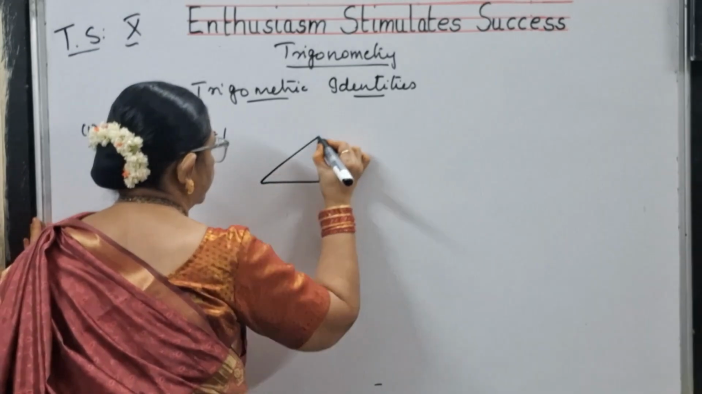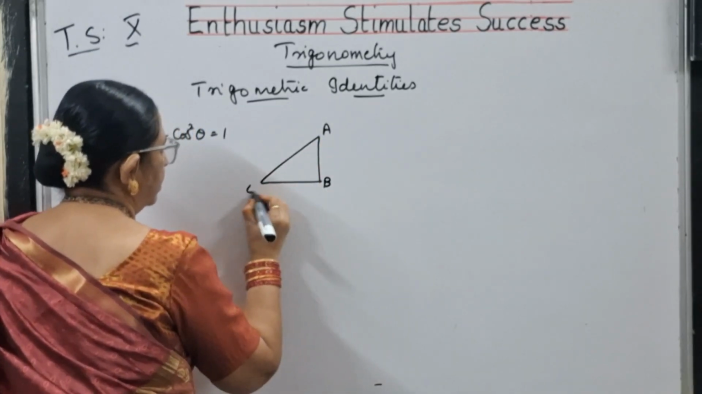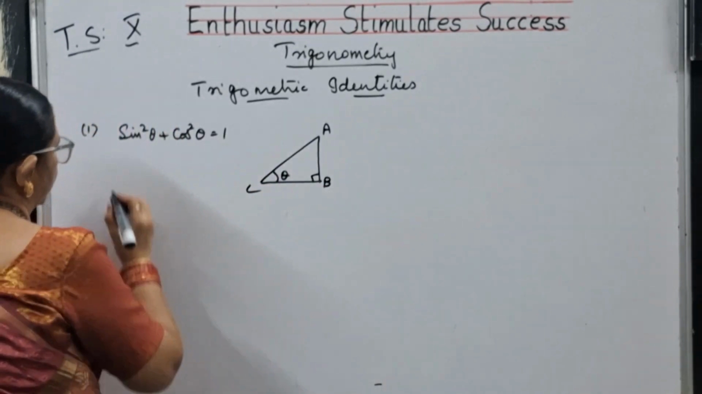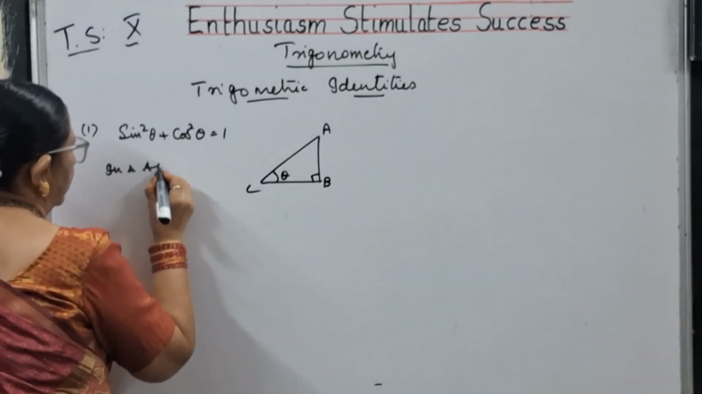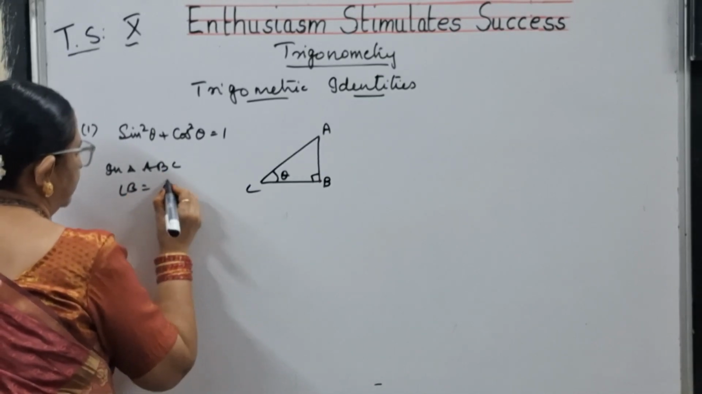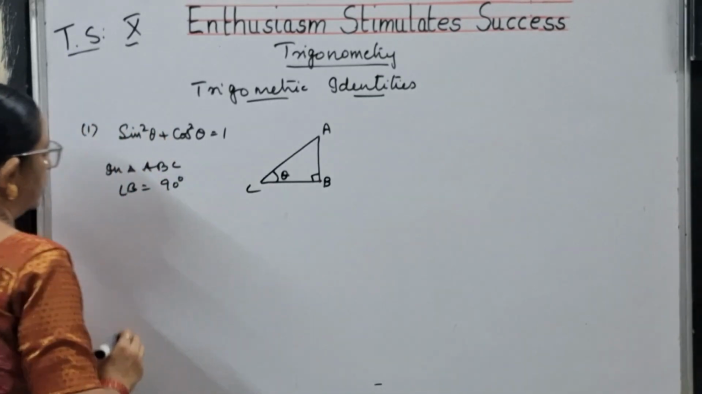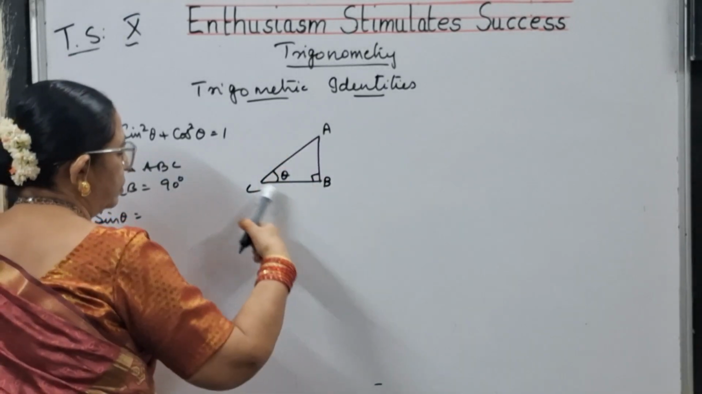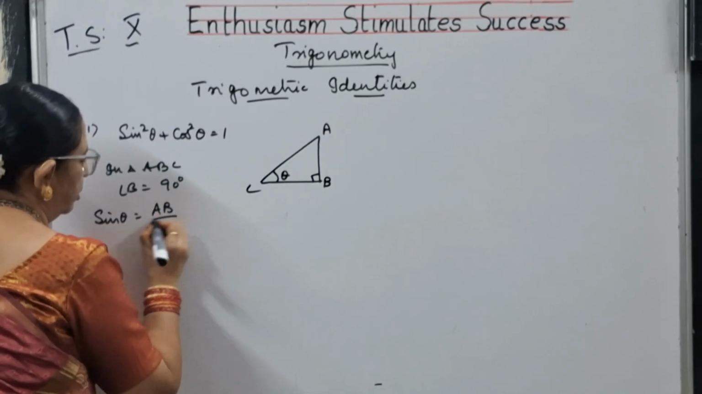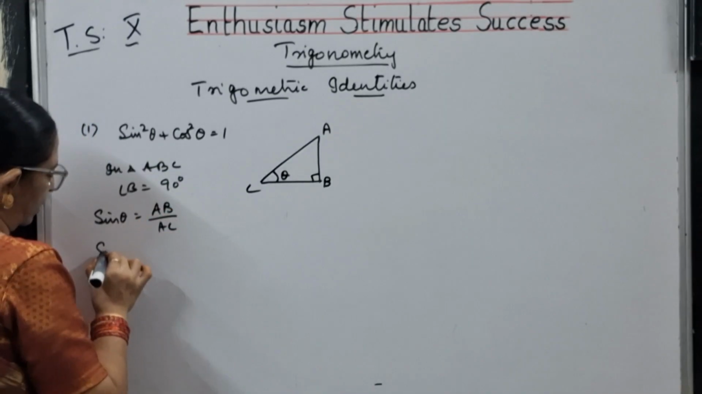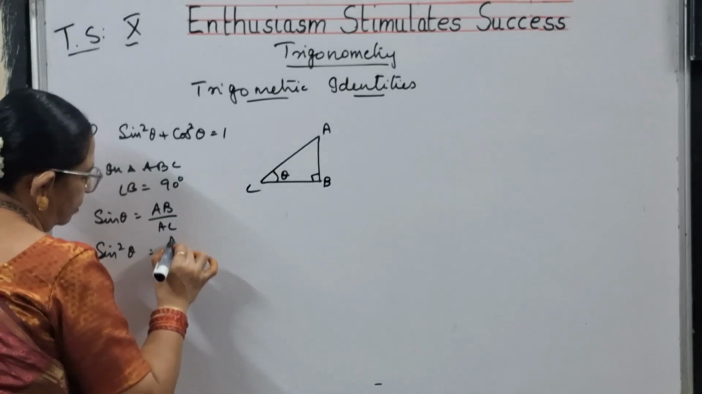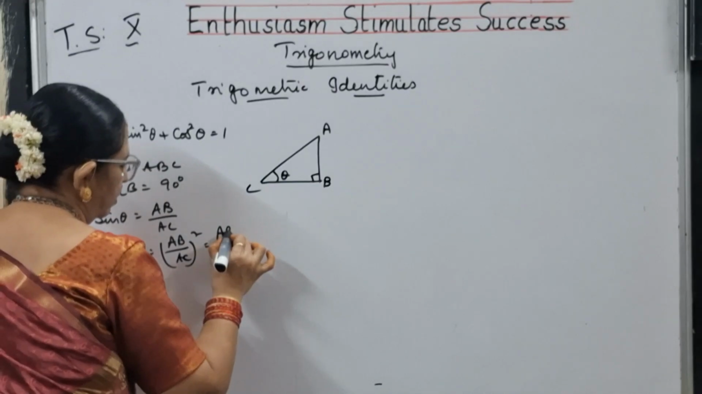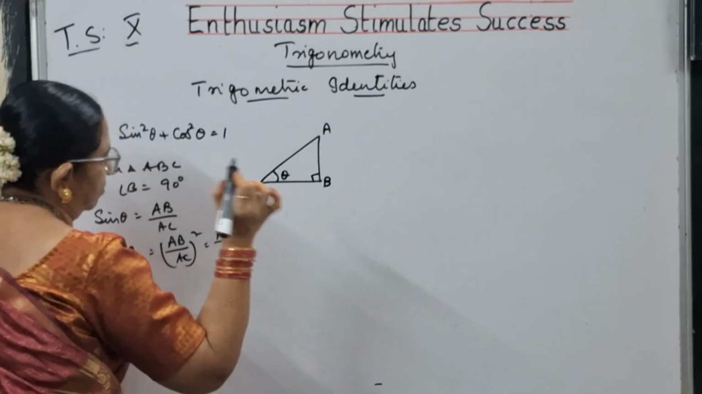Suppose this is ABC, a right angle triangle. Let us call this angle theta. So in triangle ABC, angle B is equal to 90 degrees. In this case, what is sine theta? Sine theta is opposite side by hypotenuse, so AB by AC. So what is sine square theta? It is nothing but AB by AC whole square, that means AB square by AC square.